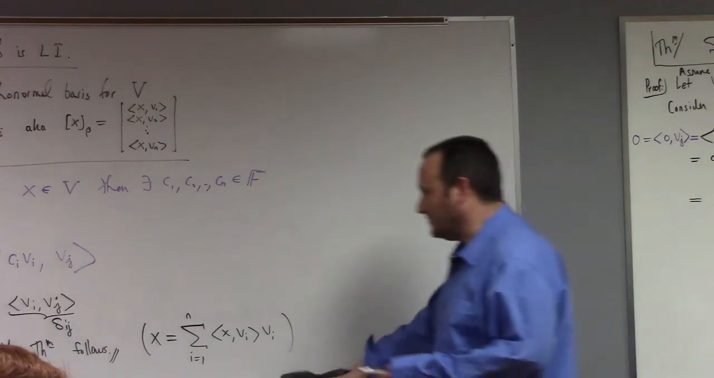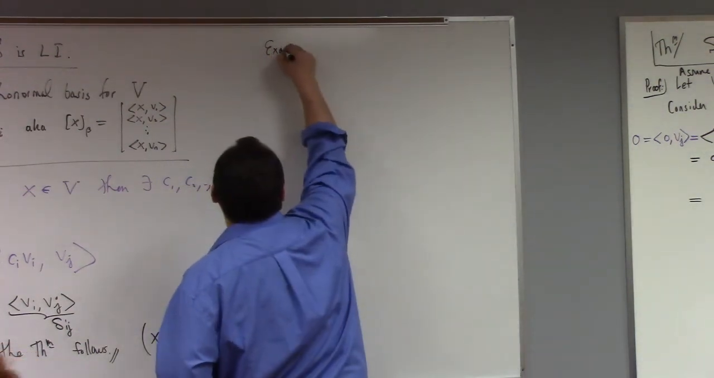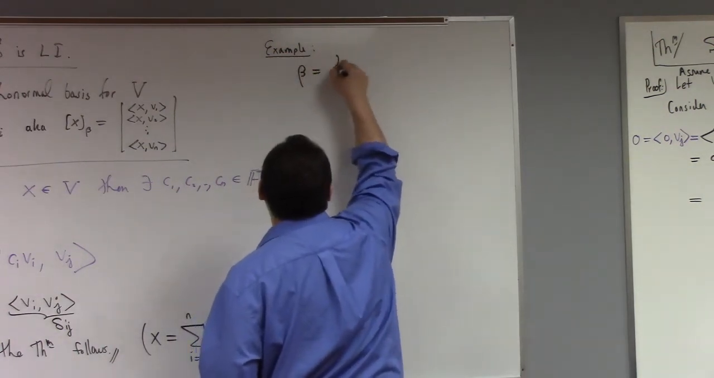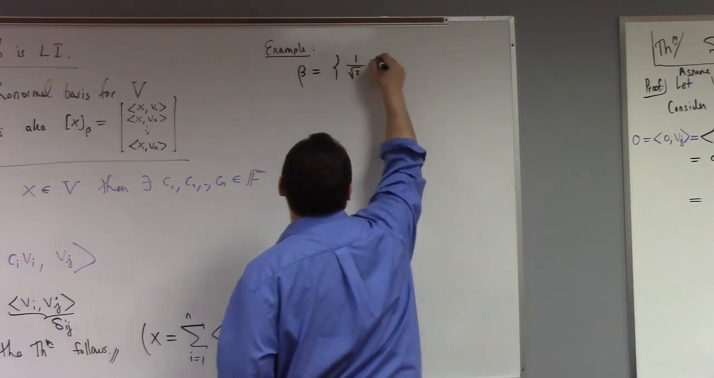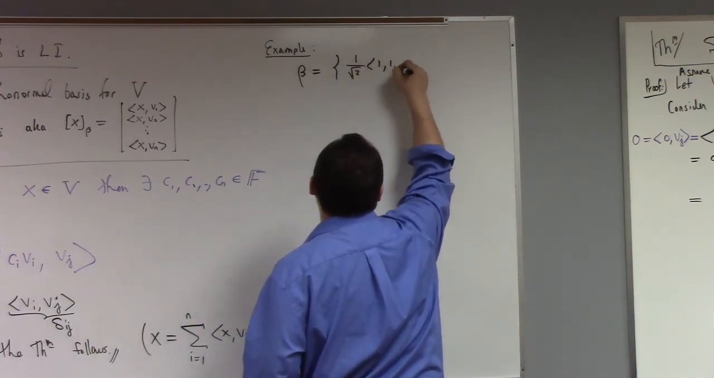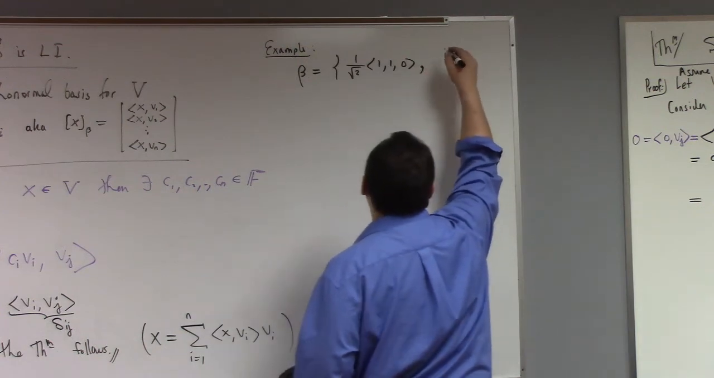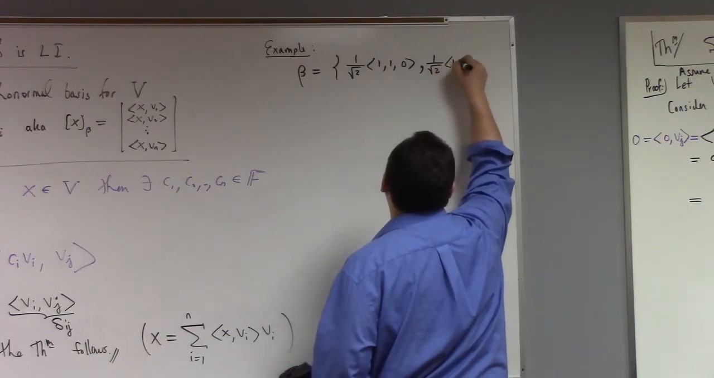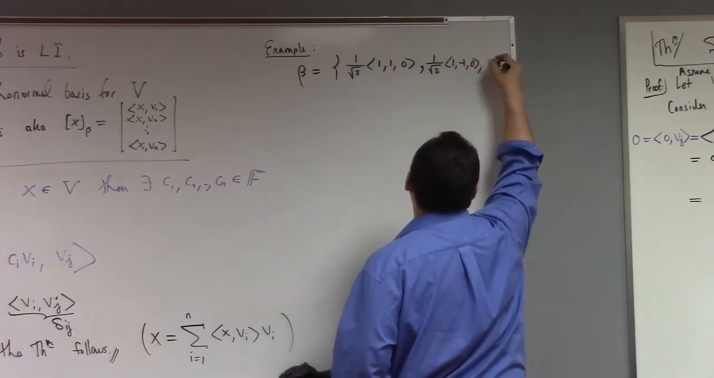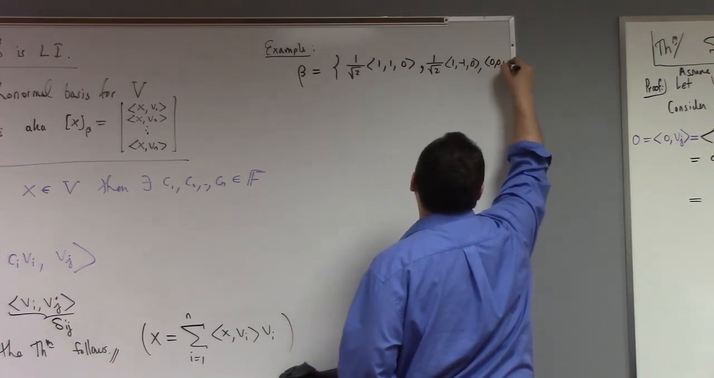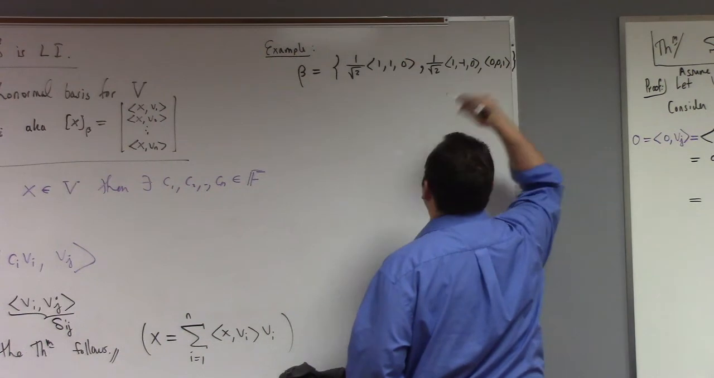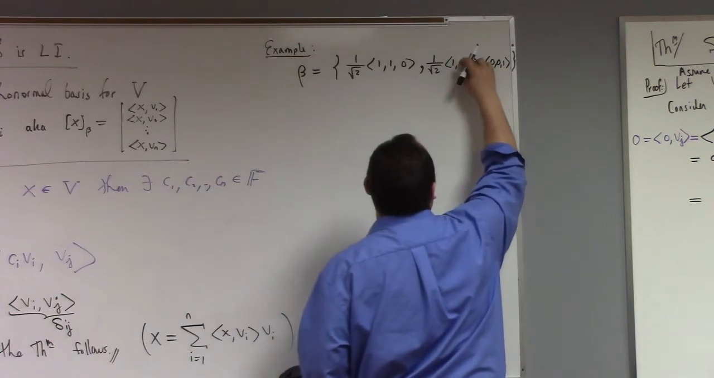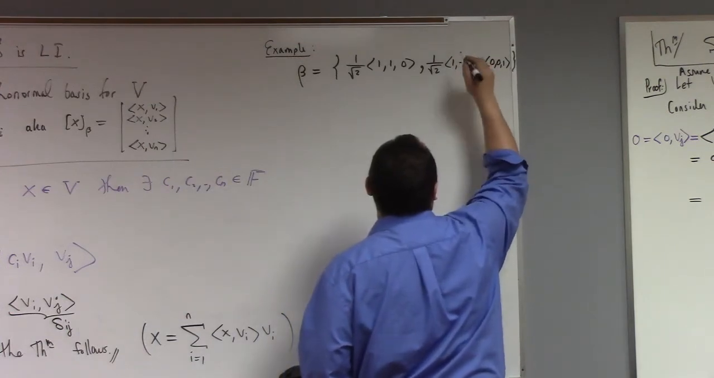Okay, example: 1 over the square root of 2 times (1, 1, 0), and 1 over the square root of 2 times (1, minus 1, 0), and then finally (0, 0, 1). Sorry, I'm reverting to Calc 3 notation all of a sudden. I need a minus there as well. All right. Okay.